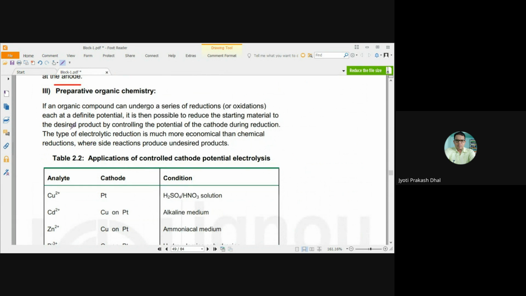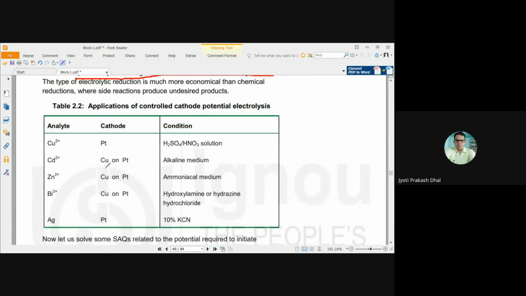Now the next application is preparative organic chemistry. If an organic compound can undergo a series of reductions or oxidations, each at a definite potential, it is then possible to reduce the starting material to the desired product by controlling the potential of the cathode during the reduction process. So this type of electrolytic reduction is much more economical than the chemical reduction process.